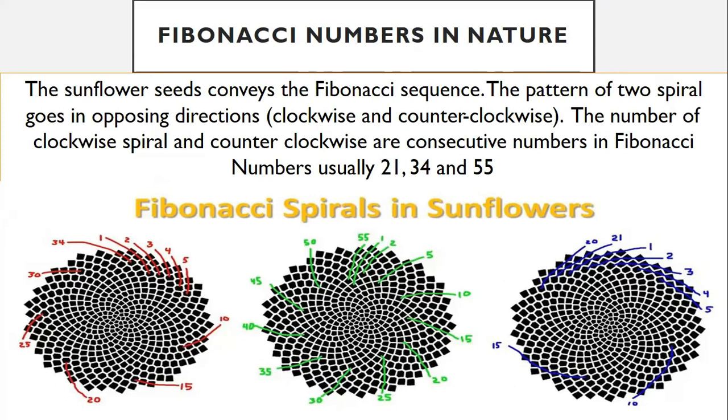The pattern of two spirals goes in opposing directions, clockwise and counterclockwise. The numbers of clockwise and counterclockwise spirals are consecutive Fibonacci numbers, usually 21, 34, and 55. The image on the right side shows 21 seeds. The image on the left side shows 34 seeds. And at the center, it shows 55 seeds.